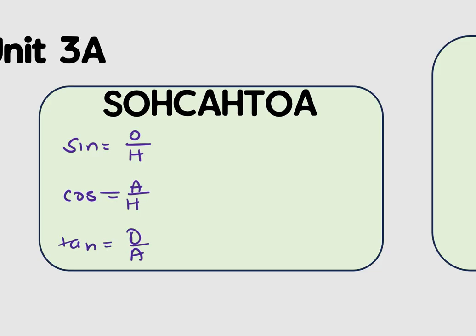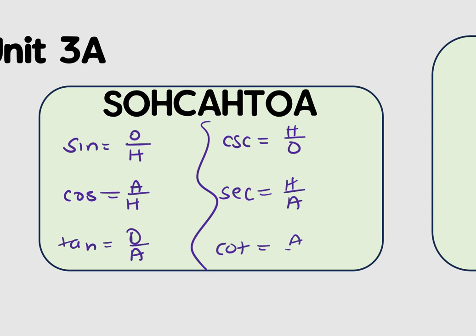And then we introduced our reciprocal functions. Cosecant, which is hypotenuse over opposite. Secant, which is hypotenuse over adjacent. And cotangent, which is adjacent over opposite.